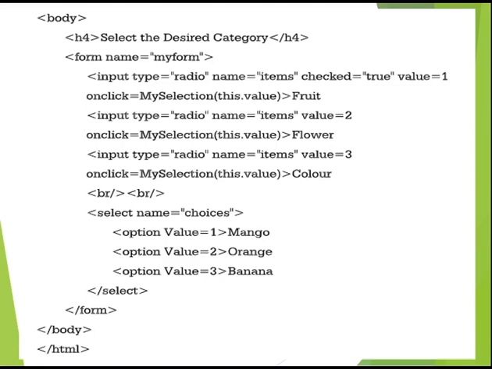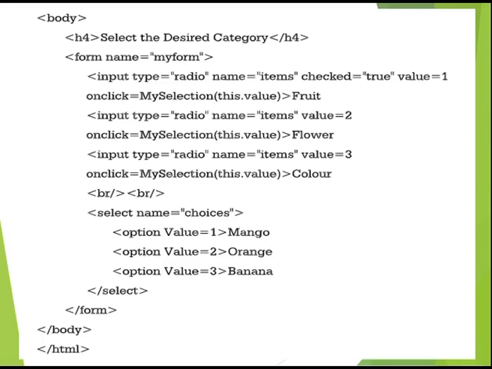Then your second category, input type is equal to radio, name is equal to items, value is 2, onclick is equal to mySelection(this.value). That is, when you click on the second radio button, your selection should be the flower category. So close the tag and write down the caption as flower. Then input type is equal to radio, name is equal to items, value is equal to 3. Onclick, mySelection(this.value). Then close your input tag and write the caption as color. So these are your three categories.